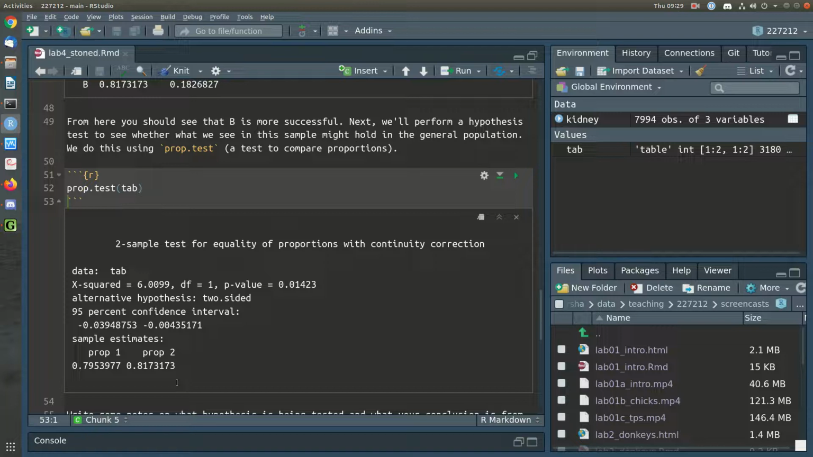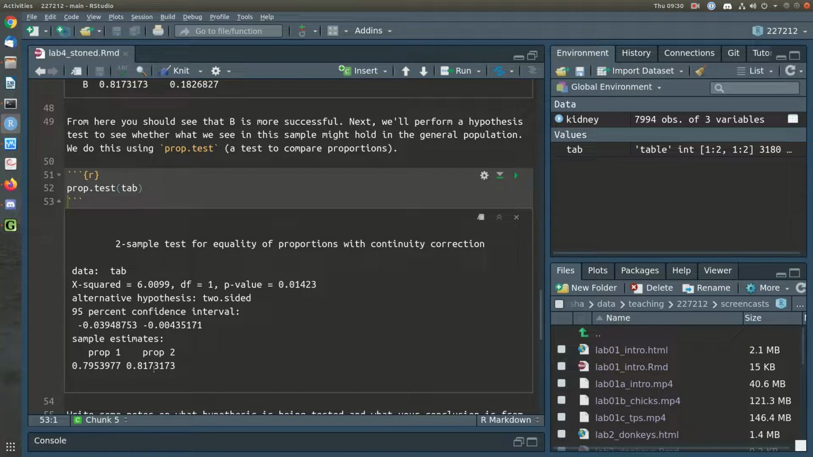Sometimes we'd get a difference. If the difference in the population is 0, then we'd expect the difference in our sample to be close to 0, but perhaps sometimes treatment A might do better, and other times treatment B might do better. So what we want to know is how often would treatment B do better, like we saw in our sample, by the amount that we saw in our sample. You can see here that this is 79.5% and this is 81.7%. The difference between those is about 2.2%.